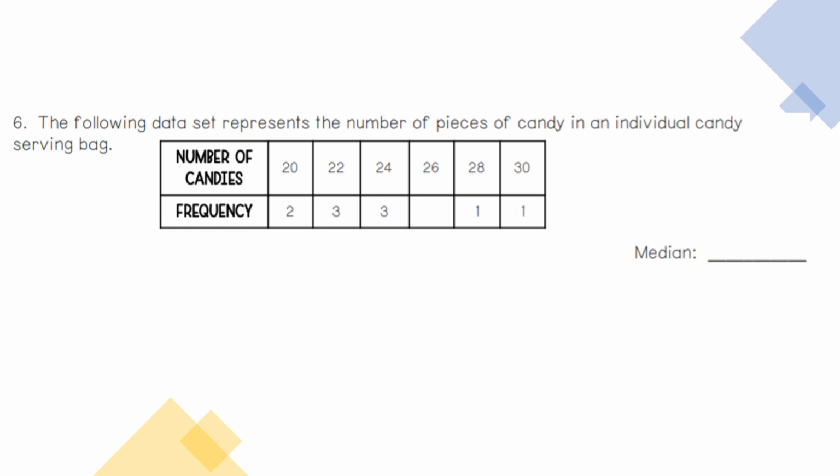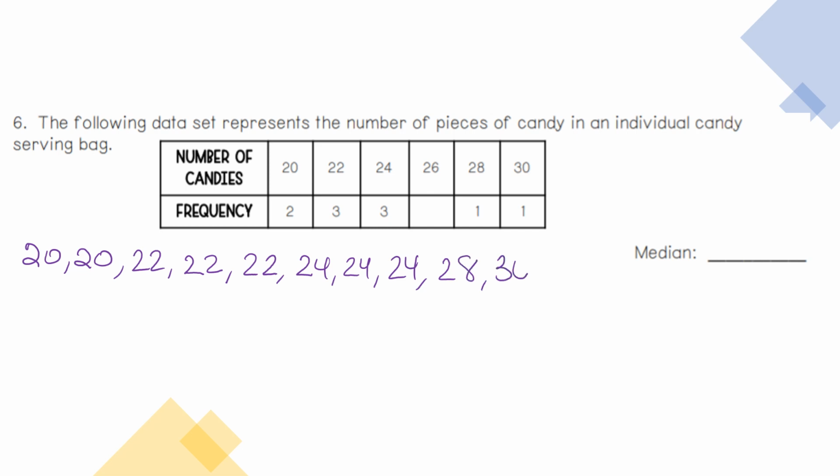Number 6 says the following data sets represent the number of pieces of candy in an individual candy serving bag. So this is a frequency table. It gives you the number of candies in the bag and the frequency or the number of times that occurred. So again, we're going to make our series, our list. So the number of pieces of candy being 20 occurred twice. So we're going to list that. 22 occurred 3 times. 24 occurred 3 times. 26 did not occur at all. 28 1 time. And 30 1 time.